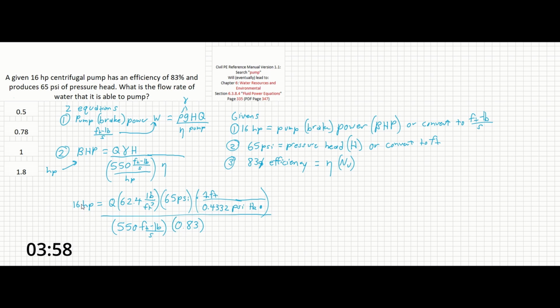So if we multiply these two things over here and isolate Q by dividing this whole quantity, we will be able to get Q equaling 0.78 feet cubed per second. And that's all it takes to solve this problem.